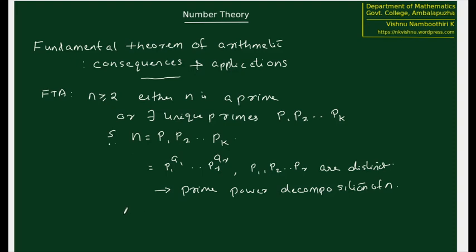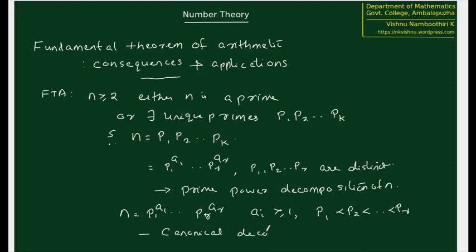Now suppose that we put the extra condition that n is equal to p1 raised to a1, etc., pr raised to ar with ai greater than or equal to 1, and suppose we put the extra condition that p1 is less than p2 less than etc. less than pr, that means the primes are arranged in increasing order. Then this representation of n as a product of prime powers is known as the canonical decomposition of n.